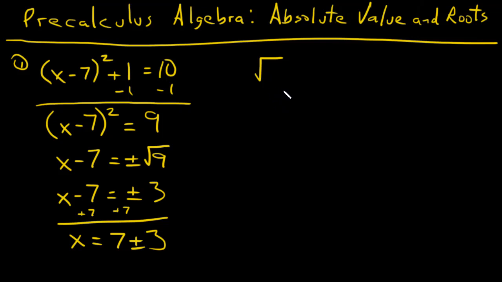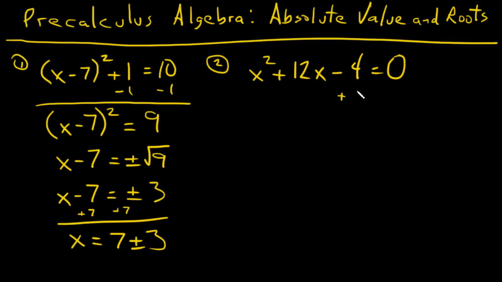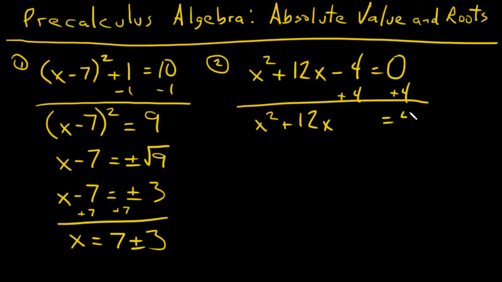Alrighty, so let me erase this. Let's tackle number 2. So number 2, we're going to complete the square. And so we had x squared plus 12x minus 4 equals 0. And so completing the square, the first thing you do is you move the number over to the right and leave the space alone. So it's going to be plus 4 plus 4. So I get x squared plus 12x equals 4.